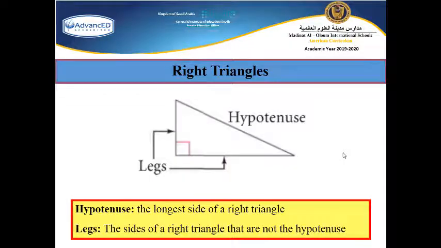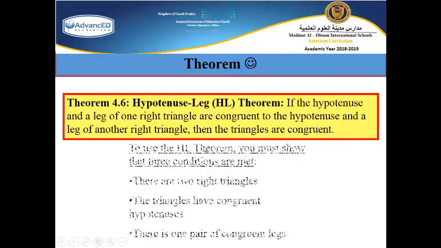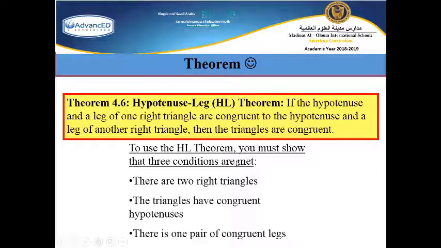Let me remind you with the theorem of the congruence in right triangles. We said at the first that the hypotenuse is the longest side, opposite to the right angle, as you see here, and the other two sides are called legs. And our theorem, the HL theorem, hypotenuse leg theorem: if we find in two right triangles, two congruent hypotenuses and one pair of congruent legs.